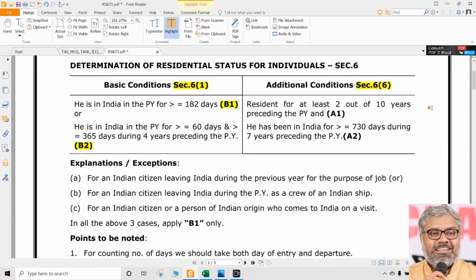Those are the basic conditions. And additional conditions are those we are checking for ROR, let us say. Then we can call somebody ROR if he stayed in India for 730 days or more during 7 years immediately preceding the previous year, and he was a resident in India for at least 2 out of 10 years preceding the previous year. Then we can say that person is ROR. If not, that person is RNOR. If a person did not satisfy the basic conditions at all, then that becomes non-resident.